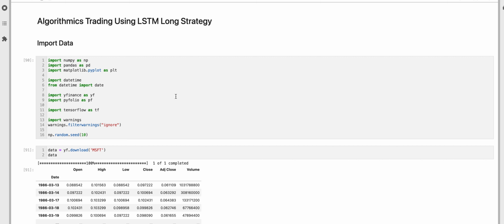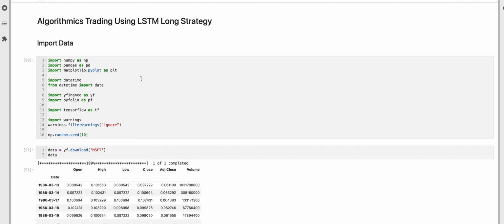In this video, we will show you how to code an LSTM long strategy for algorithmic trading. This is not meant to be a correct way to implement LSTM for algorithmic trading. It is an experiment. So feel free to comment on the experiment and how we can further improve on the strategy.